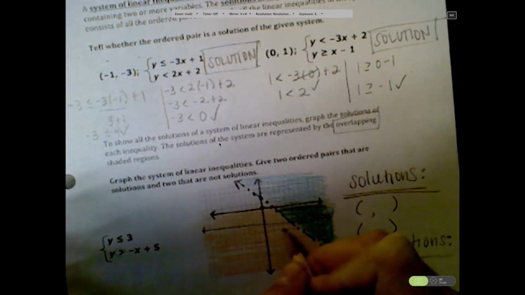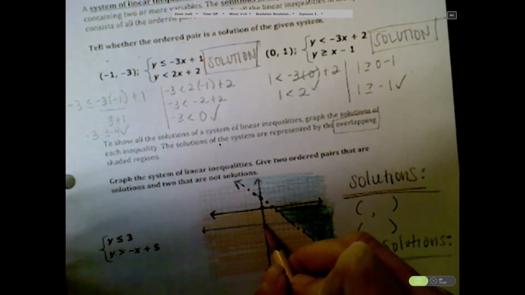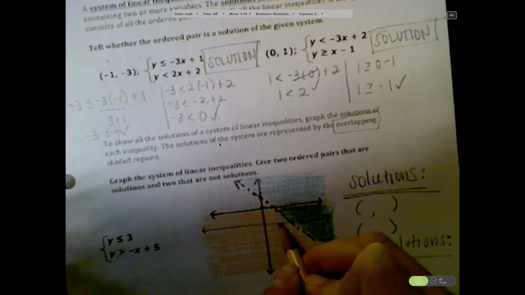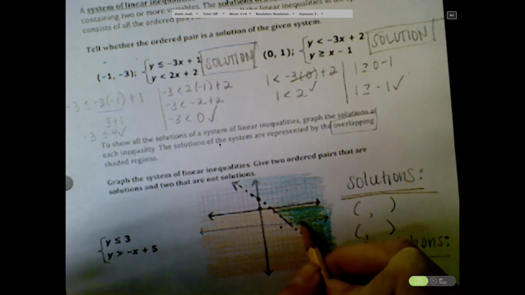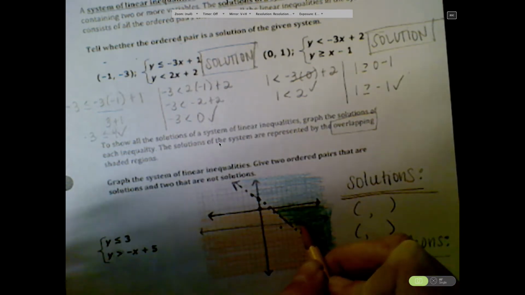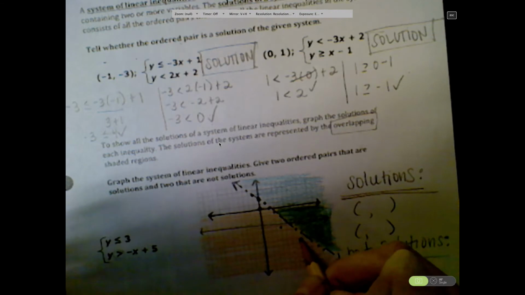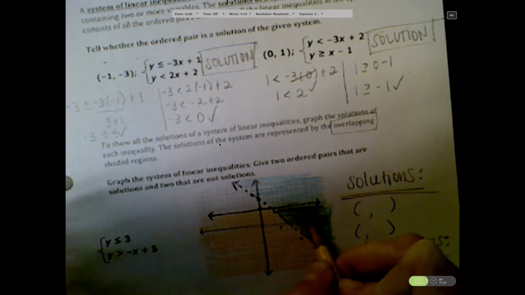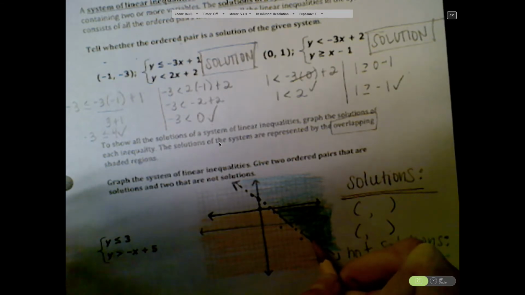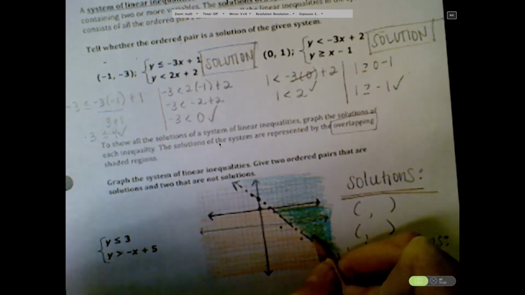I don't know if that's quite in it yet. That would be 1, 2, 3, 4 right here. And then you've got 8, -4. Okay, 8, -4 would be down here. Okay, 10, -4 would be in it.